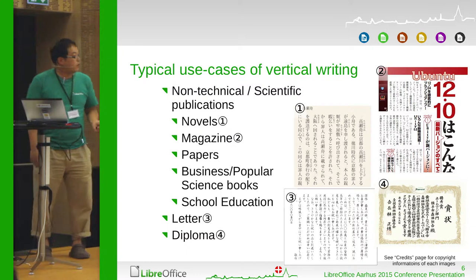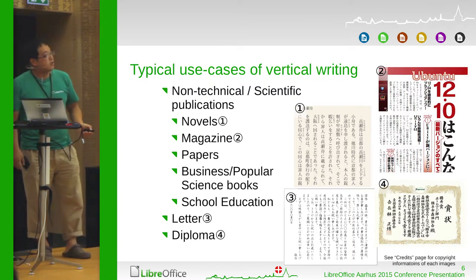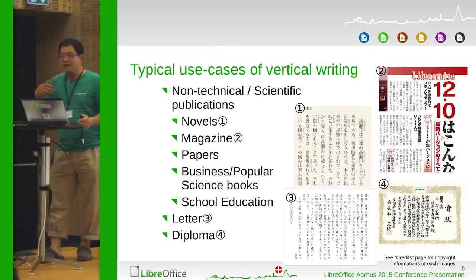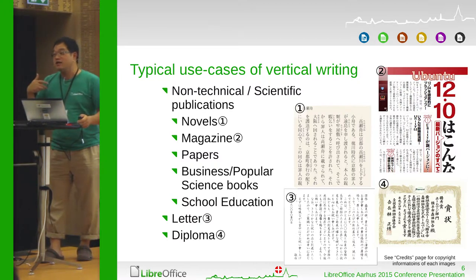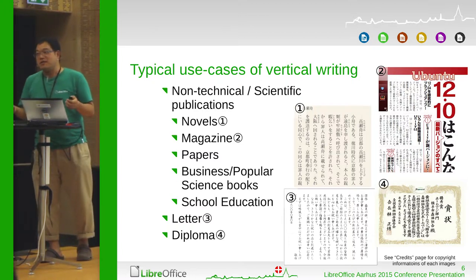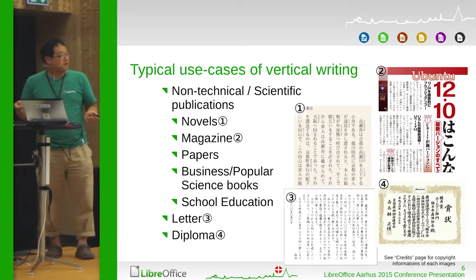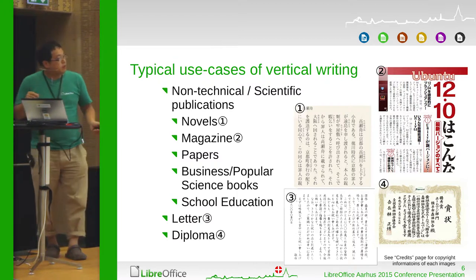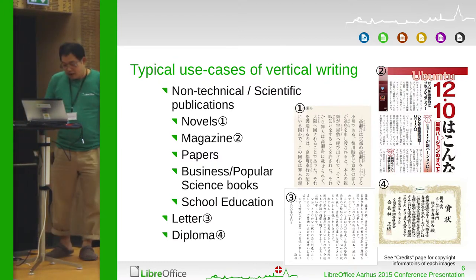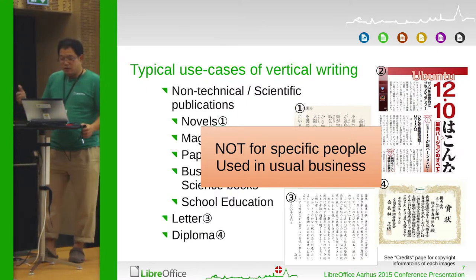And sometimes we use it for formal letters. In our culture, handwriting is the most formal, vertical writing is the second most formal, and horizontal writing on a computer is not formal, it's just an office document or something. It's our culture, and everybody thinks that way. This kind of diploma is also vertical writing.